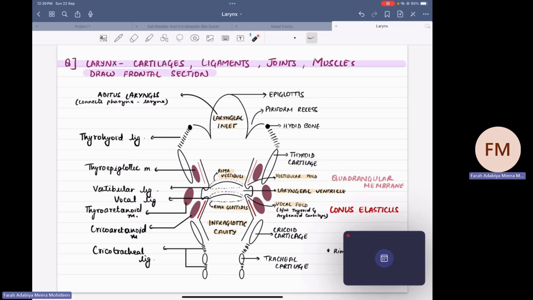There are two other openings that you have to talk about, which are your rima vestibuli and rima glottidis. Your rima glottidis is the narrowest point of your larynx. And then you also have your cricotracheal ligament and two other muscles, cricoarytenoid muscles and thyroarytenoid muscles. We'll be talking about this more in the slides later. So this is the major diagram that you're supposed to draw in this question.